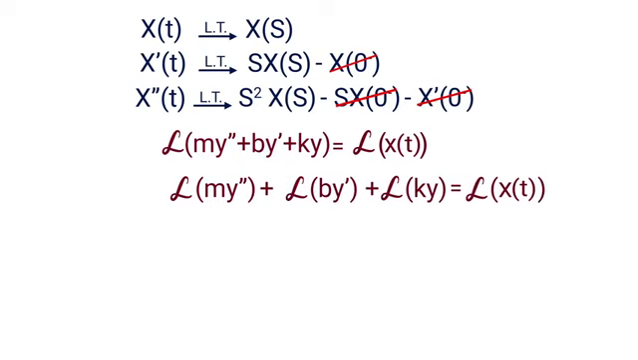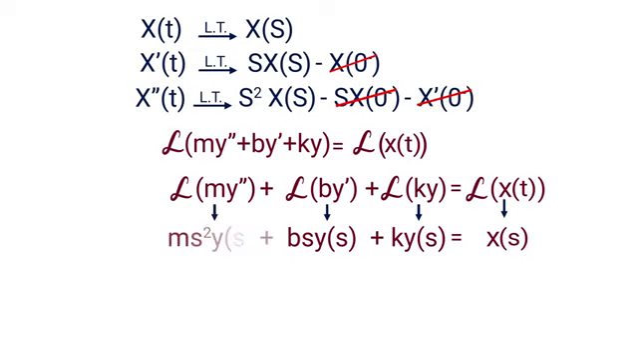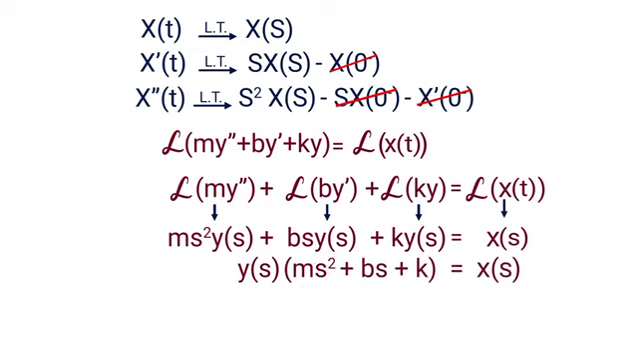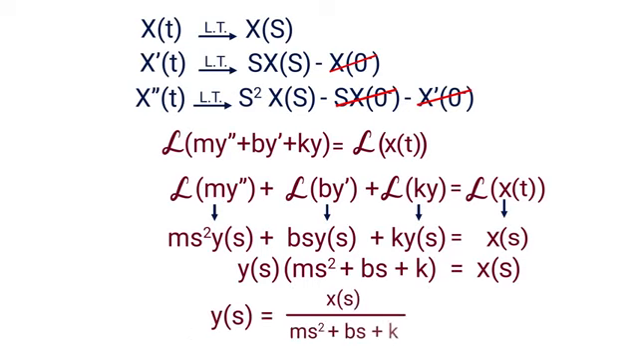The transform of some x of t is x of s, and for k times some y of t, it becomes k y of s. For b y prime, from the rule above, we get the same y of s times s, and the b is there as well. Then the second derivative outputs m s squared y of s. Since all the terms on the left have a y of s, I can factor that out to get this here. Some of you may know this part as the auxiliary or characteristic equation. We'll then isolate y of s and we're left with this here.